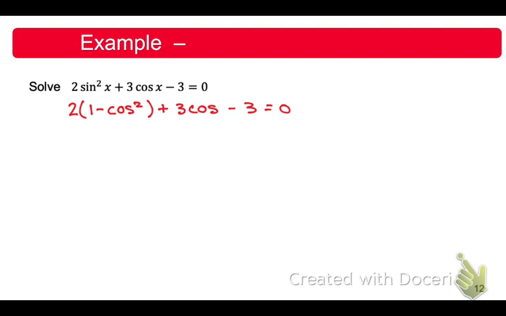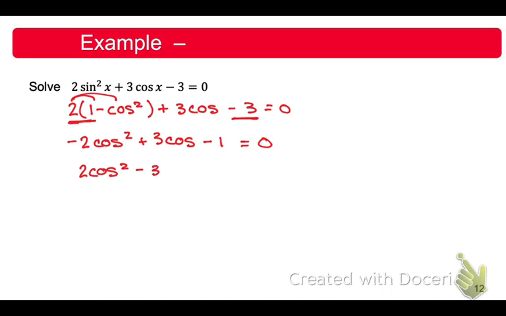Distribute your 2. I distribute my 2. So negative 2 cosine squared, plus 3 cosine, I'm just simplifying. And 2 minus 3 would be what? Negative 1. Okay, I don't want a negative cosine squared, do you? Factor out a negative. So that gives me 2 cosine squared minus 3 cosine plus 1.